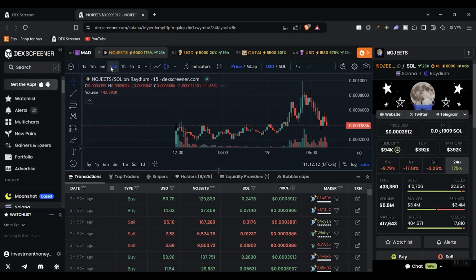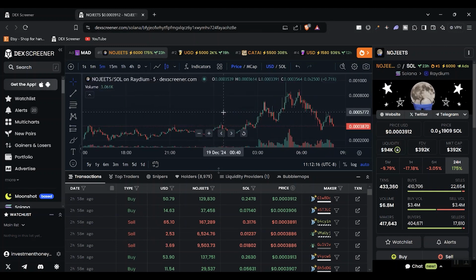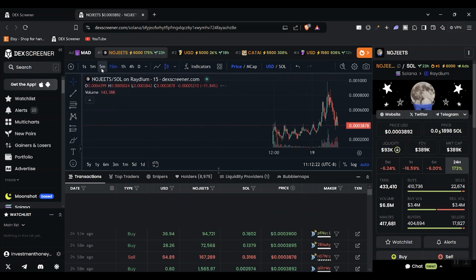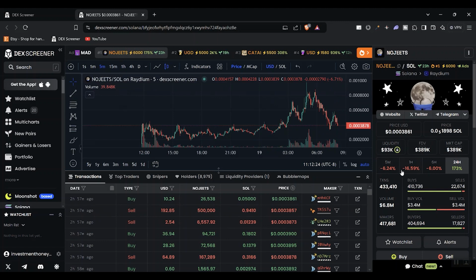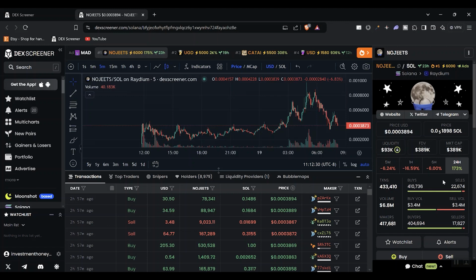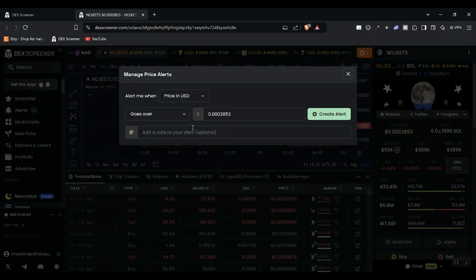We'll take a look at the 15. It doesn't look as bad on the 15 or on the 5 likely. But if you look at the 1 hour, it looks like a really, really heavy sell candle, right? So either way, right now, I think, because you got these minuses across the board here, other than the 24 hours. So as far as an alert, we'll set the under first.